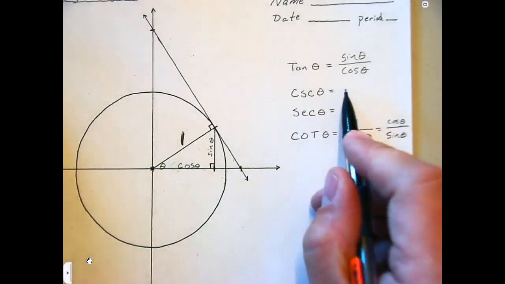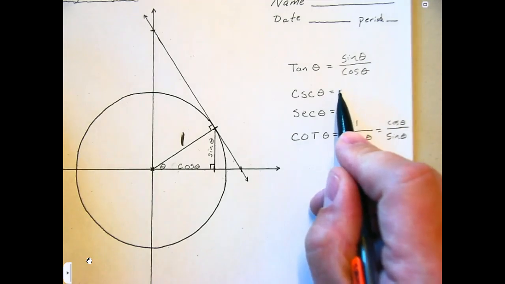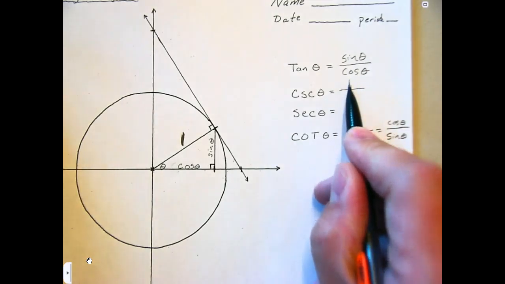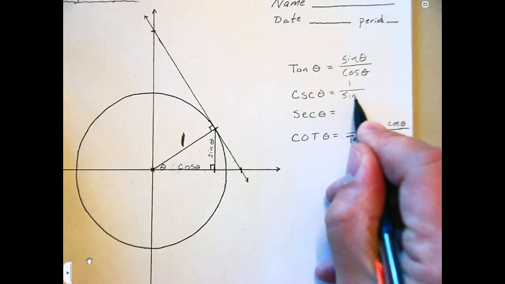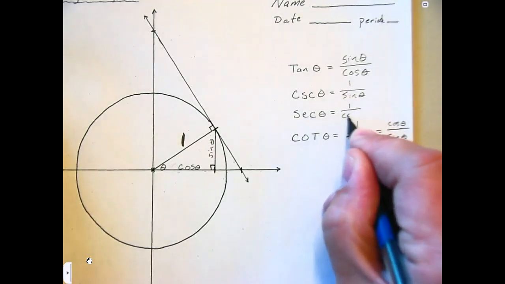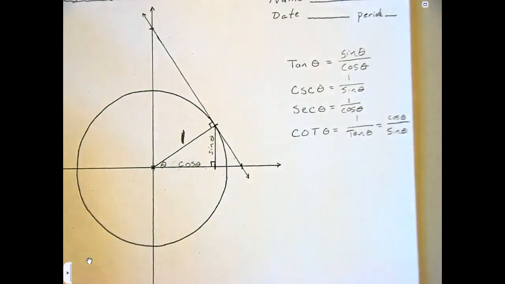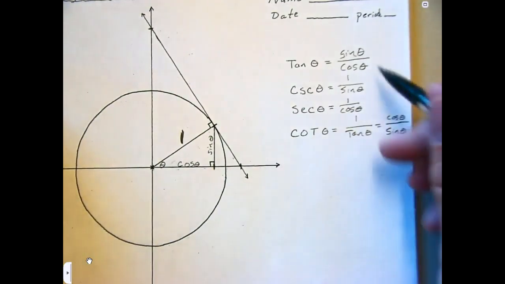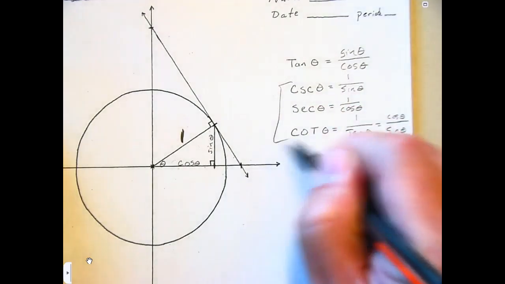All right. Cosecant we know as 1 over sine theta. And we know secant as 1 over cosine theta. Those are your reciprocal identities here. Okay.